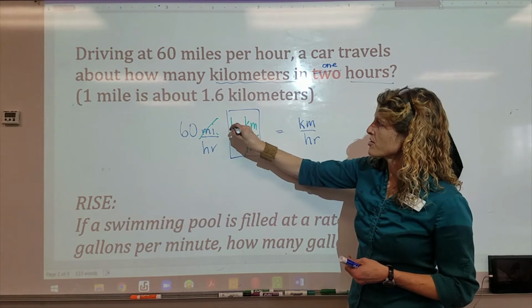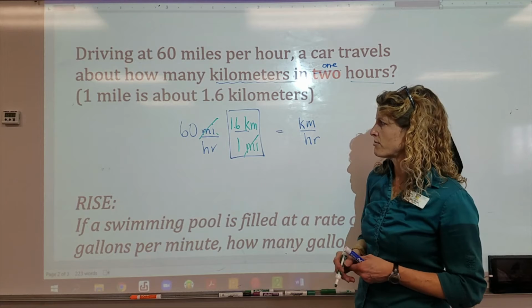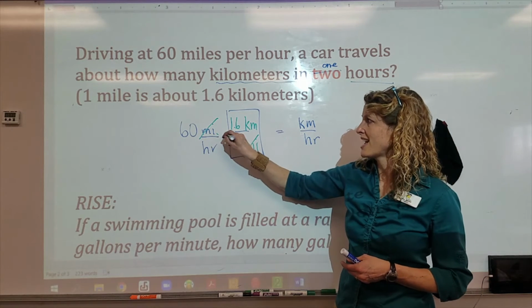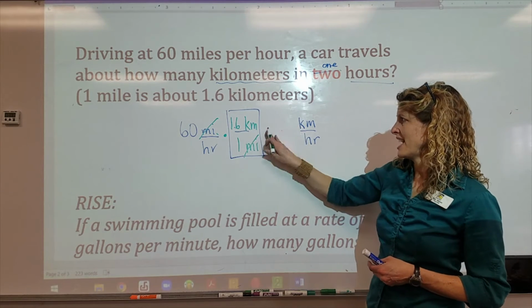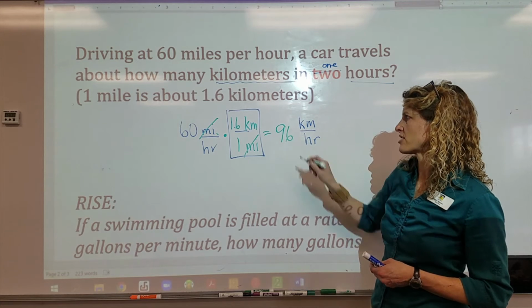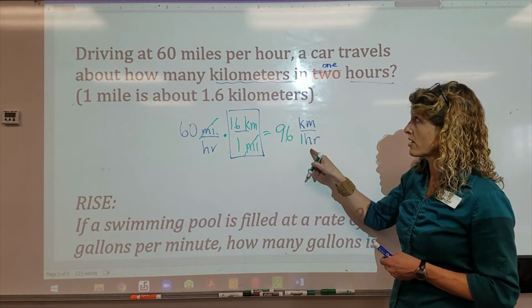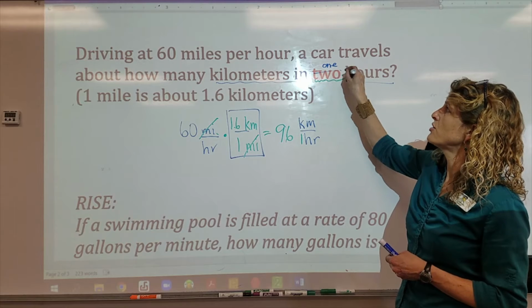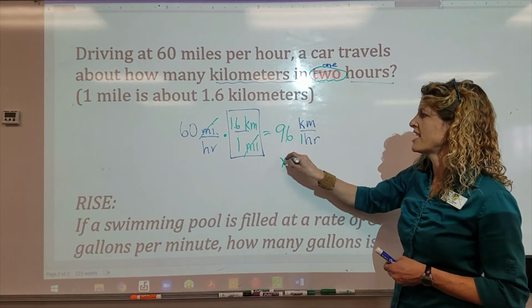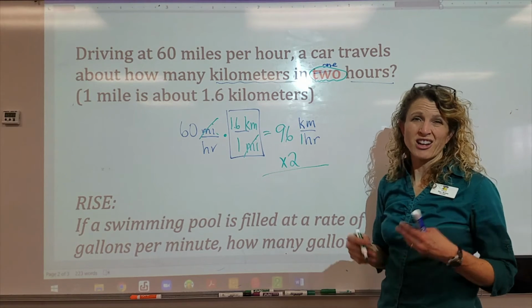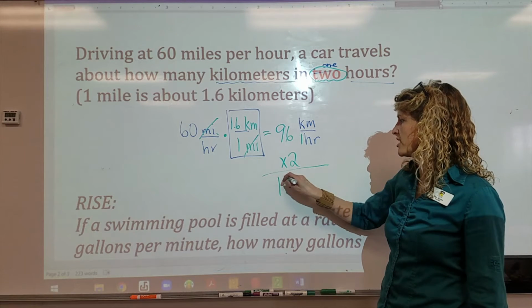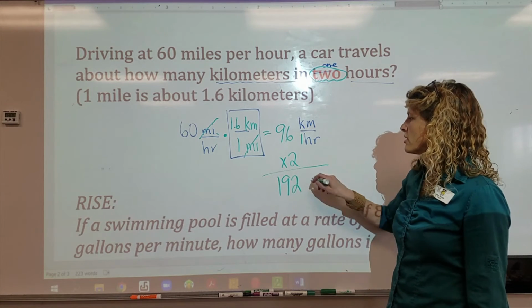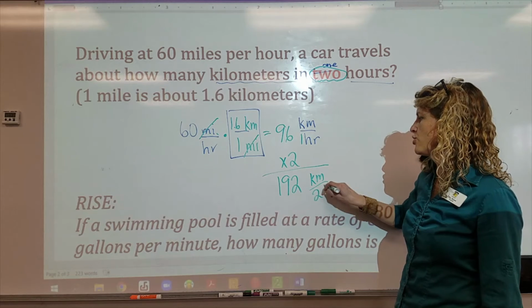And I put in my numbers. 1.6 kilometers is equivalent to 1 mile. And I multiply 60 times 1.6. And that gives us 96 kilometers per 1 hour. Well, the question really wants to know 2 hours. So I'm going to take this answer and I'm going to double it. So that would be 192 kilometers for 2 hours of time.